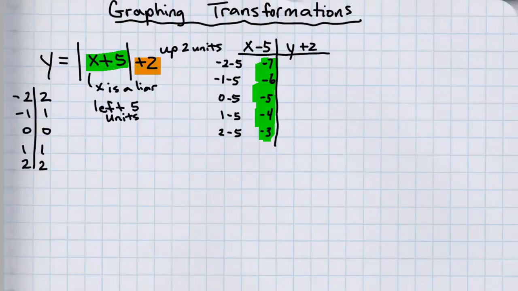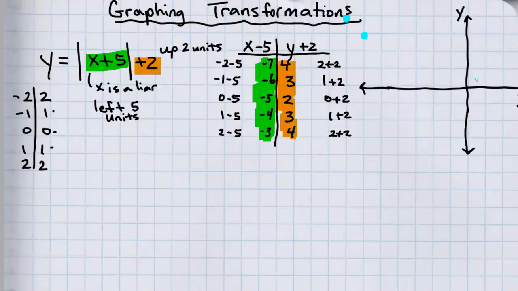For the y values, we're adding 2. So we have 2 plus 2 is 4. 1 plus 2 is 3. 0 plus 2 is 2. 1 plus 2 is 3. And 2 plus 2 is 4. So these are all the y values. So the new graph is right here.